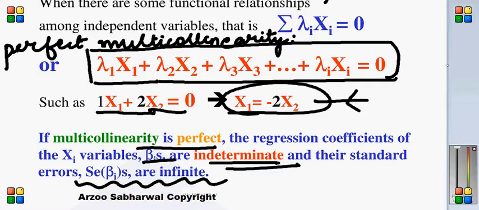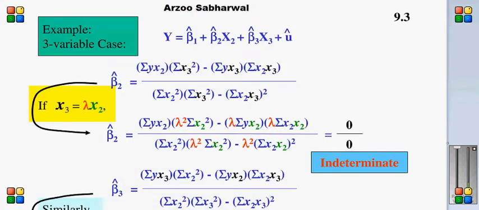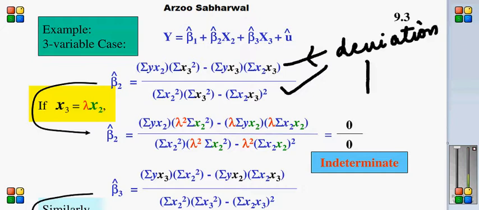So how are the betas indeterminate? Let's see that. To take an example of a 3 variable case, supposedly I have y is equal to beta 1 plus beta 2 x2 plus beta 3 x3 plus u. So I know that beta 2 is given by this summation. All this is in deviation form, remember, and the formula of beta 2 is this.